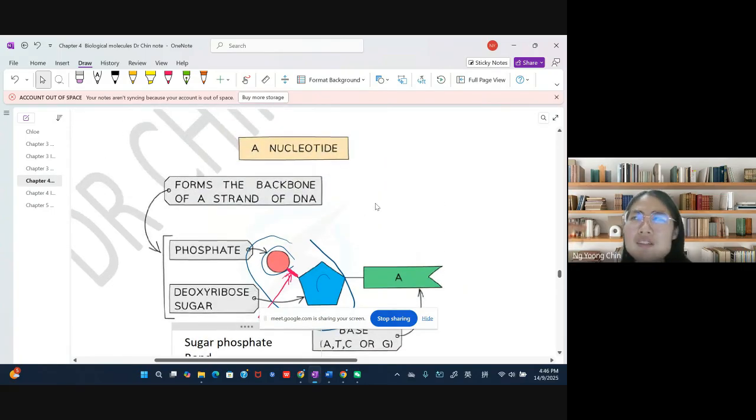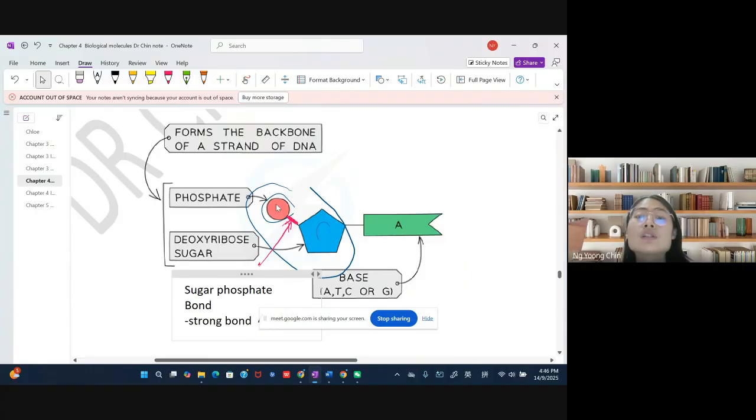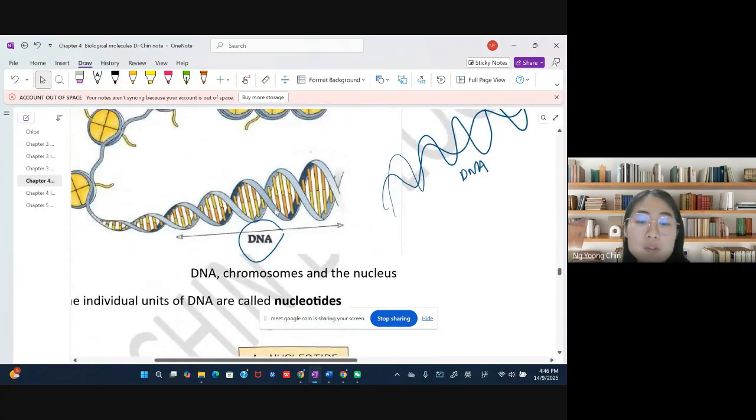The concept is just like your cell wall, the plant cell wall, also very rigid, very strong. It is able to resist any pressure. Same for the DNA structure also. Okay, can you follow me?